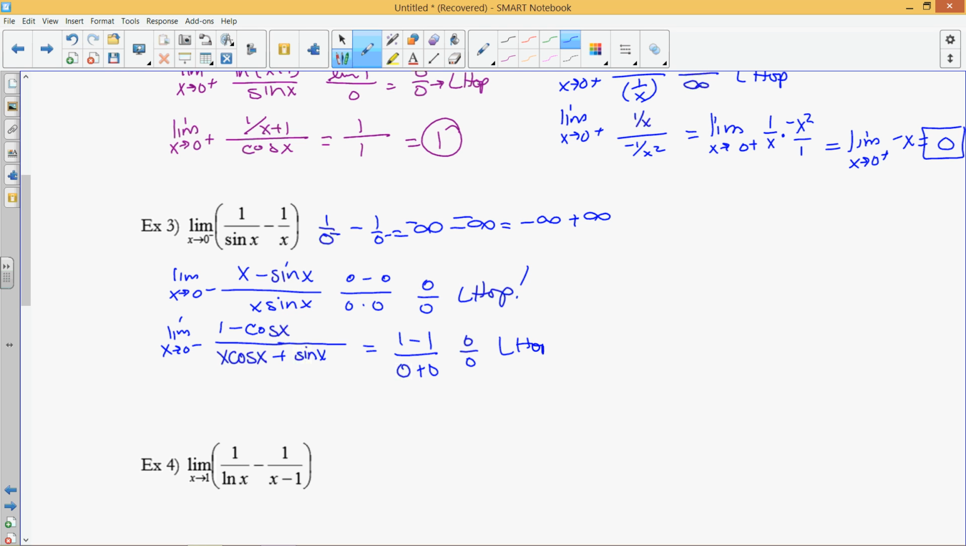That's okay. I can do L'Hopital again. Woohoo! So now I'm going to take the limit as x approaches 0 from the left of the derivative of the top, which would be sine x, over the derivative of the bottom, which is a product rule again. So the first times the derivative of the second, plus the second times the derivative of the first, plus the derivative of sine x, which is cosine x. I'm going to plug in 0 again, so I have 0 over 0 plus 1 plus 1. Well, that's 0. And there's my limit.